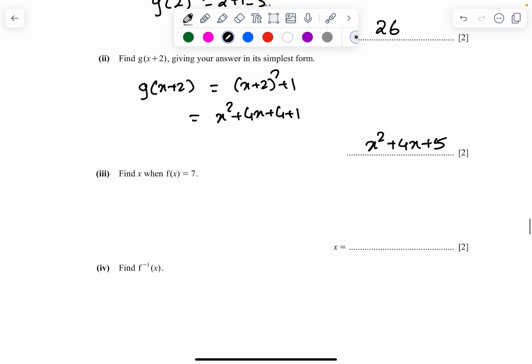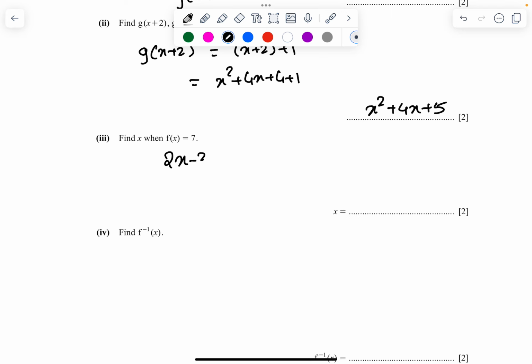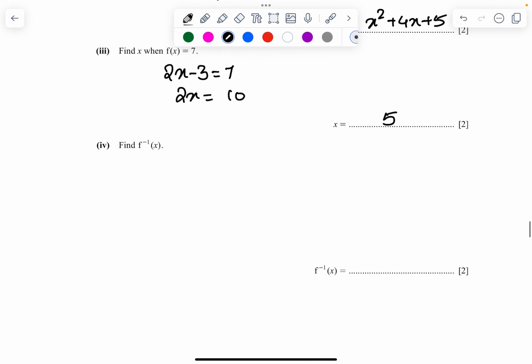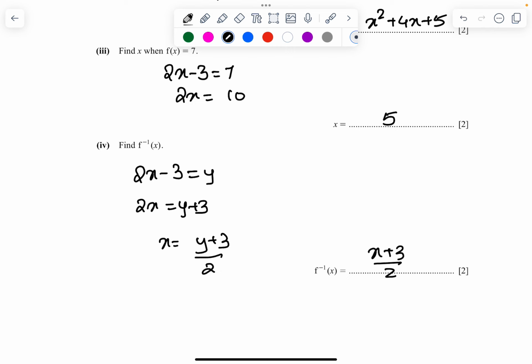Find x when f of x equals 7. f of x is 2x minus 3 equals 7. 2x equals 10, so x equals 5. Find f inverse of x. 2x minus 3 equals y. 2x equals y plus 3. x equals (y plus 3) upon 2. So this becomes (x plus 3) upon 2.